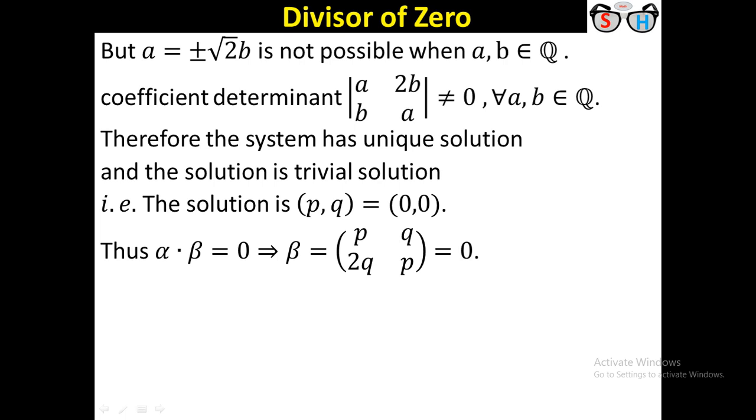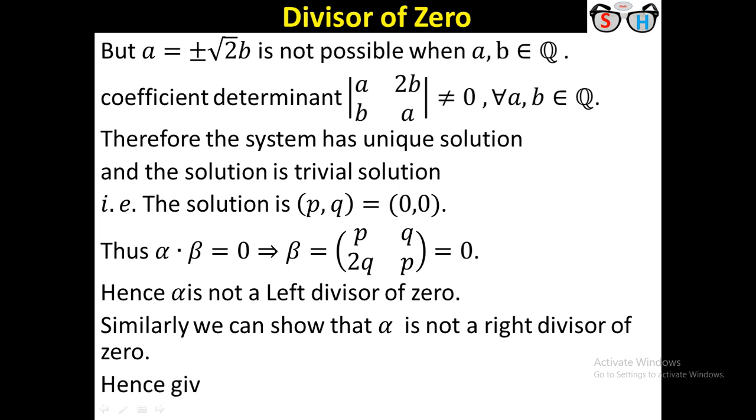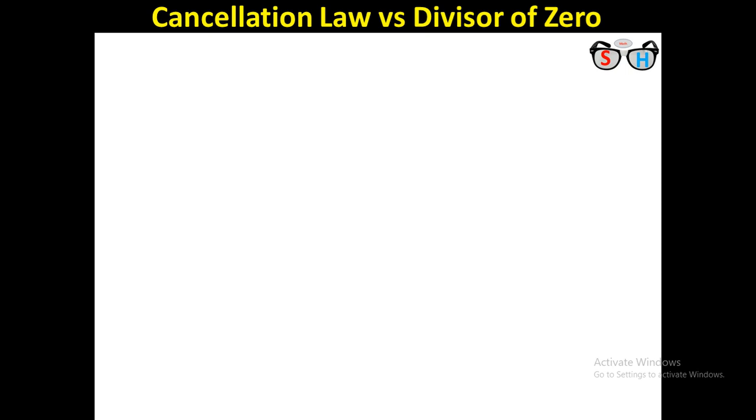Since alpha is an arbitrary element, hence alpha is not a left divisor of 0. That is, the given ring contains no left divisor of 0. Similarly, we can show that alpha is not a right divisor of 0. So the given ring contains neither a left divisor of 0 nor a right divisor of 0, that is, it contains no divisor of 0.